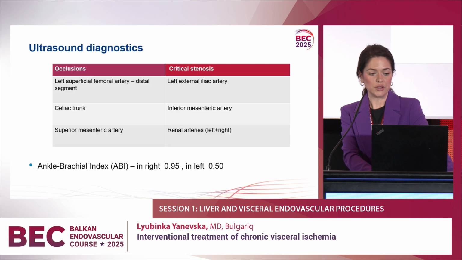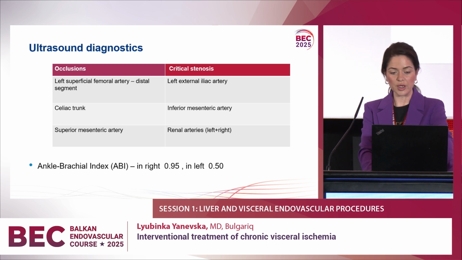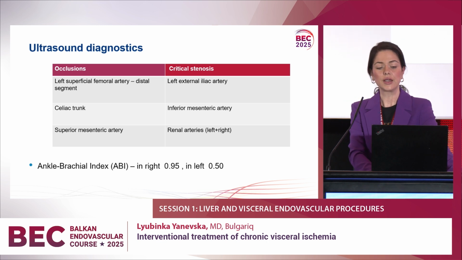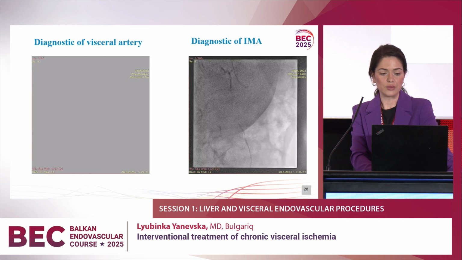The result of the ultrasound diagnostic is occlusion in the left superior femoral artery, distal segment, celiac trunk, and superior mesenteric artery. Critical stenoses are in the left external iliac artery, inferior mesenteric artery, and left and right renal arteries. Ankle brachial index in the patient on the right side is 0.9, on the left 0.5.